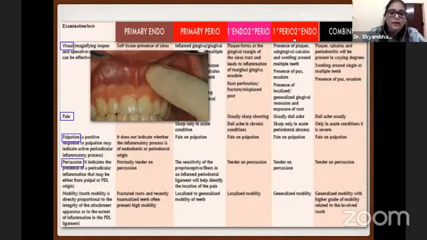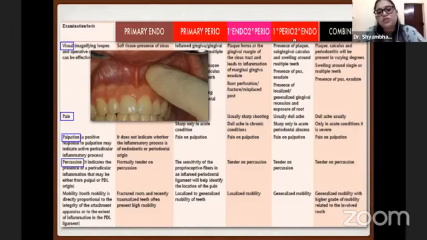Coming over to percussion, in case of primary endodontic cases, there will be tenderness to percussion present. In case of primary periodontal, sensitivity is present because even if there is no involvement of the pulp, the baroreceptors or the proprioceptive fibers that are present in the periodontium will get activated upon percussion, and because of which there will be pain on percussion. So tenderness on percussion will be there.